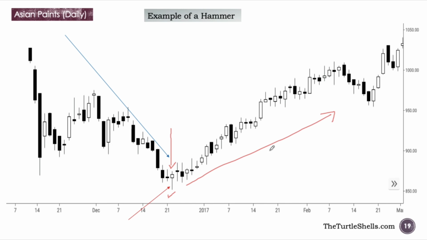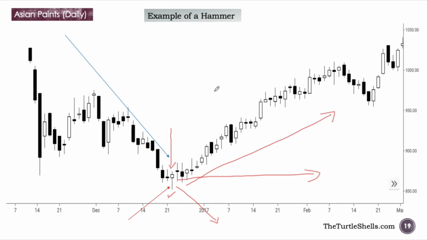Now the hammer doesn't necessarily mean that the prices will go up. The prices could easily have gone sideways. In this case it has gone straight up, but the reversal pattern that the hammer is showing us is just telling us that the prior trend, the downtrend, is likely to end, which is what happened here. And the chances of the prices going down are very low because the bulls have already pushed the price from the low of the hammer.